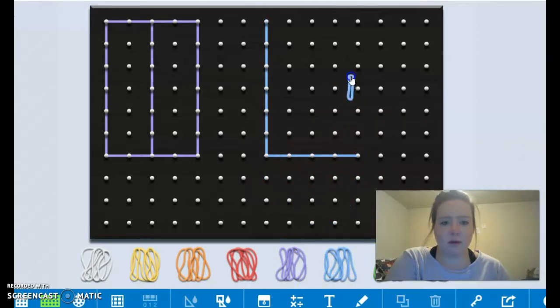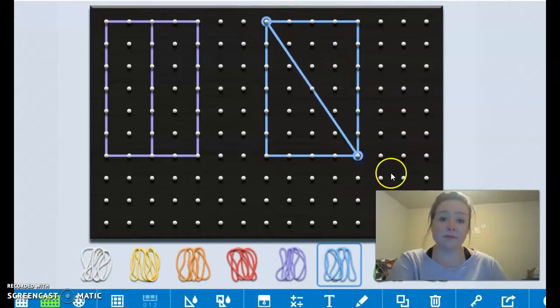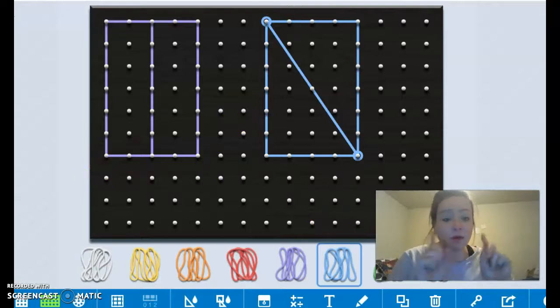1, 2, 3, 4. Okay, and I'm going to break this one up into halves as well. All right, so I have 2 rectangles that are 6 by 4 rectangles, okay? I have them both broken up, so both of my rectangles are equivalent. That is the first step that you have to make sure, okay? Both of them are equivalent.